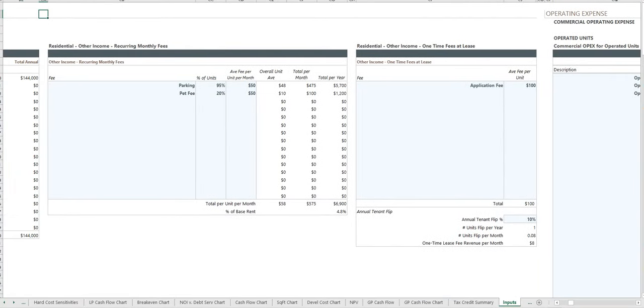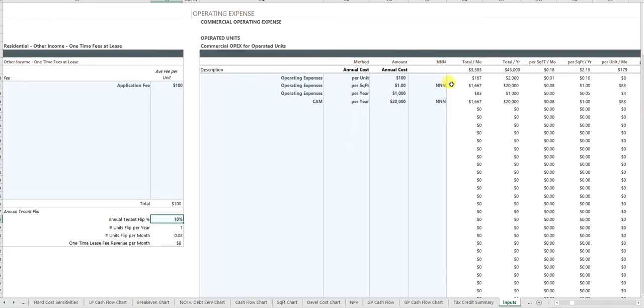You also have inputs for other revenues. In the residential side, for example, you might have parking and pet fee, and maybe 20% of your tenants are paying a pet fee, but the pet fee is $50. You can also have one-time fees at lease up. And so an application fee might be $100, and maybe you have 10% annual tenant flip on the residential side that you operate. Operating expenses, here too, the model is smart and tries to make your life easy.